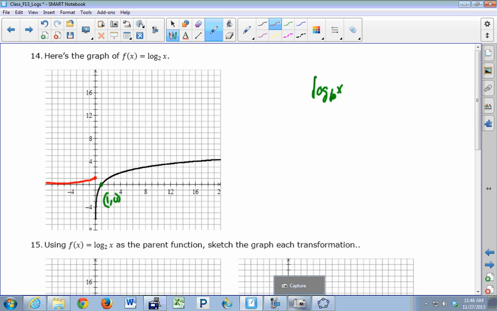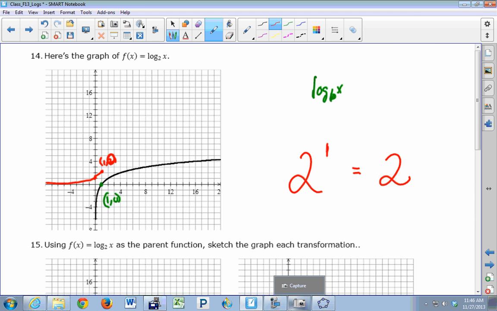What would be the point on your exponential that would bring you back to 2? Your exponential would be base 2. What power brings you back to 2? 2 to the what power? 1. So (1, 2), right? When x is 1, you get 2 out of there. That tells you what your base is.